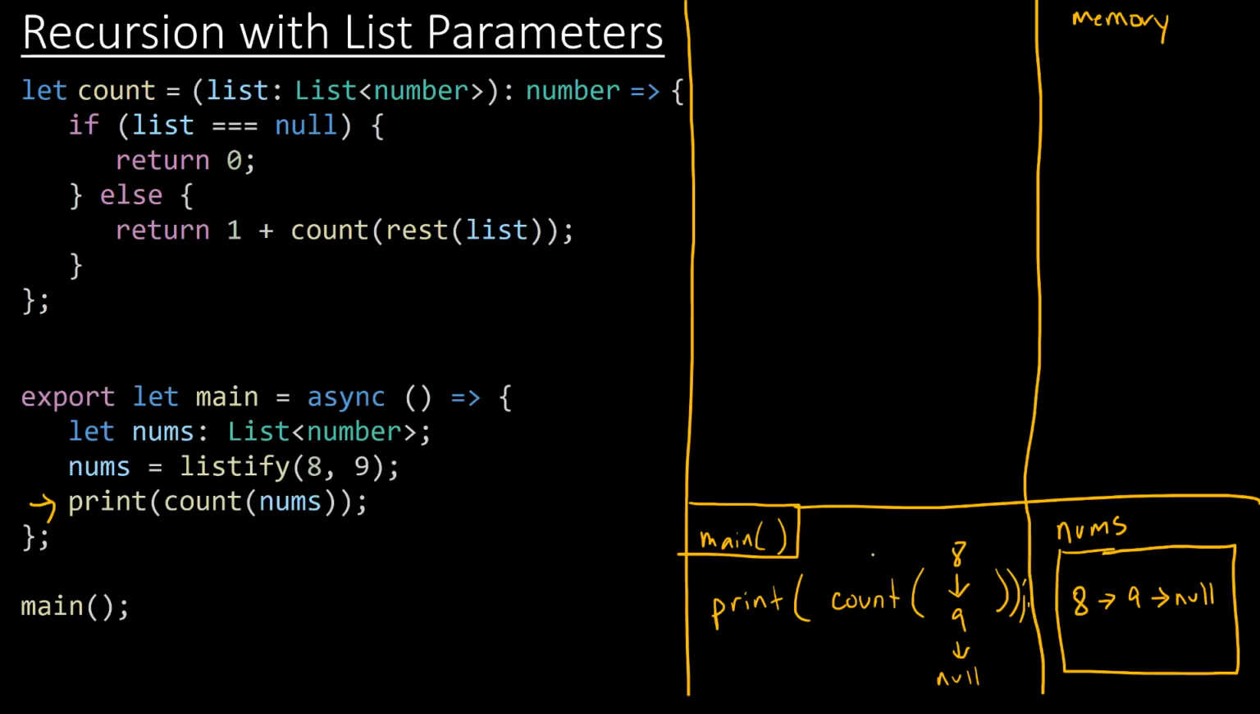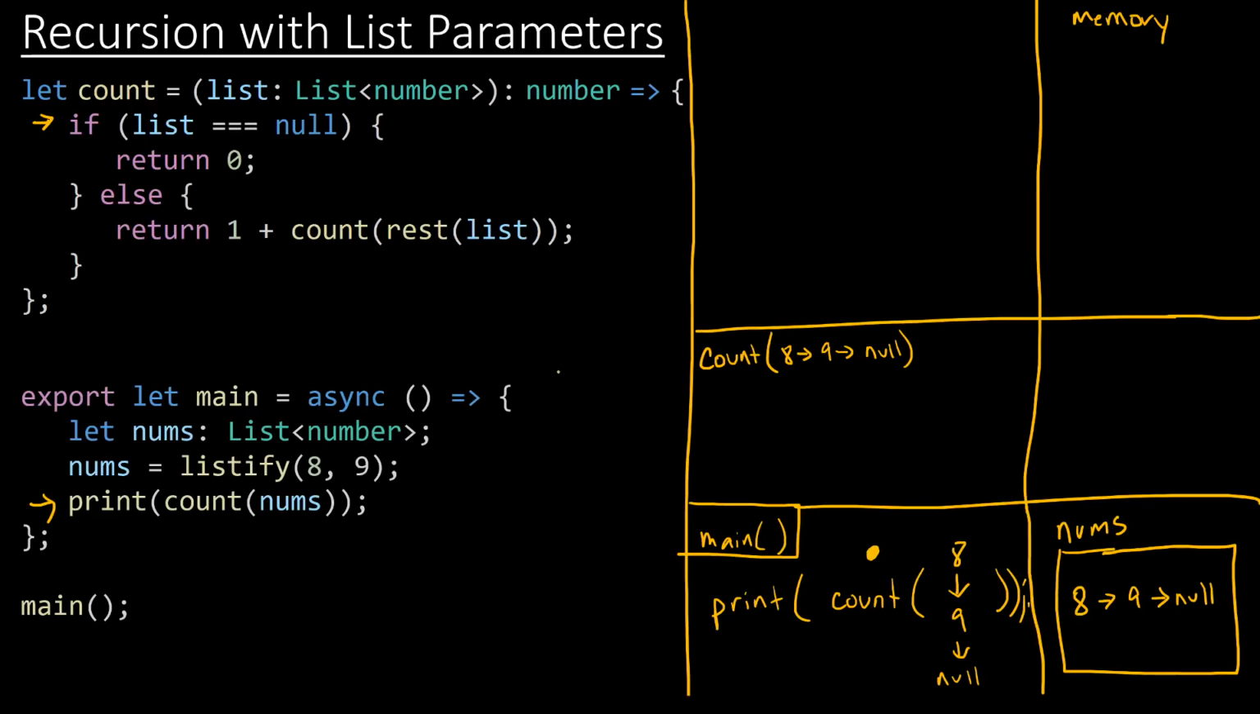Well, count is a function call, so we're going to need to drop a bookmark here. And ultimately, we're going to be jumping into the count function. So let's set up some space to figure out, well, what is the result of this count function call? Well, what are we calling count with? We're calling count with the list of 8, 9, null. All right.